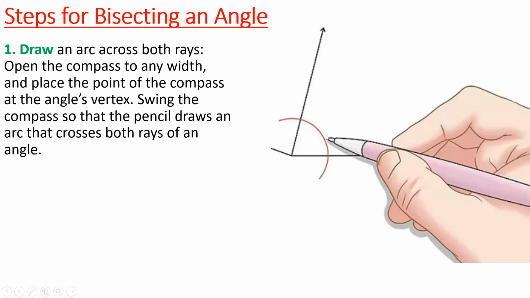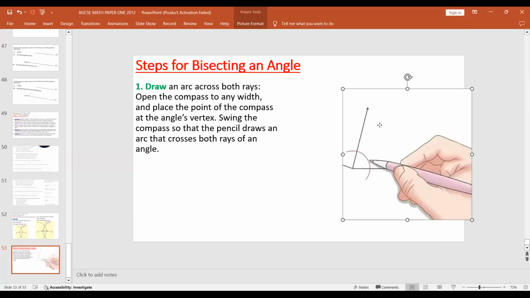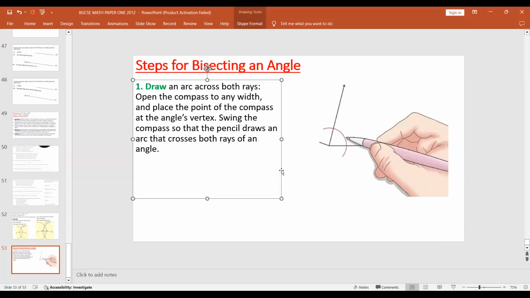Because we're trying to bisect this angle. So they say draw an arc across both rays. So we want to open the compass so that it crosses. We're going to use a compass to draw an arc across this particular angle, across this ray and across that ray. All right, so that's the first step. That's the first thing we're going to do.